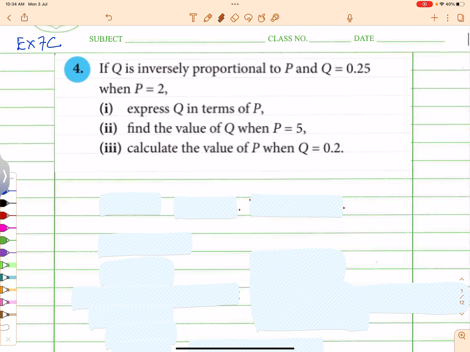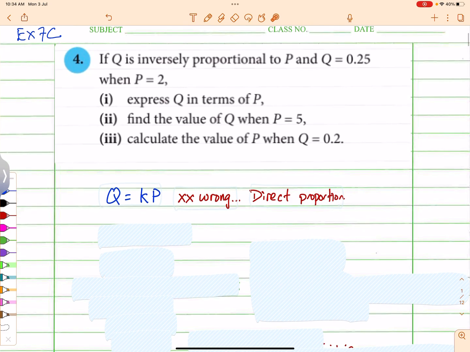It says that Q is inversely proportional to P, right? And with this statement, usually we can write something like that. But I want you to know that this is wrong because this is direct proportion, right? So how does it look for inverse? Inverse actually looks like the one in green, all right?